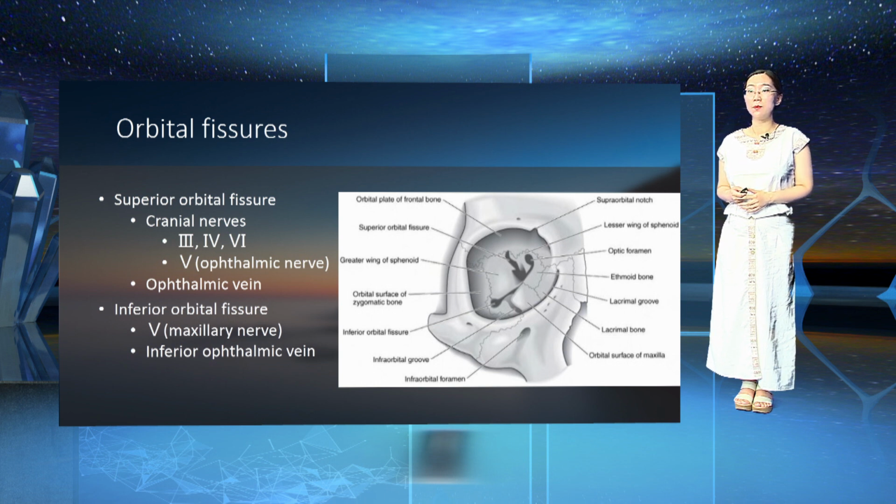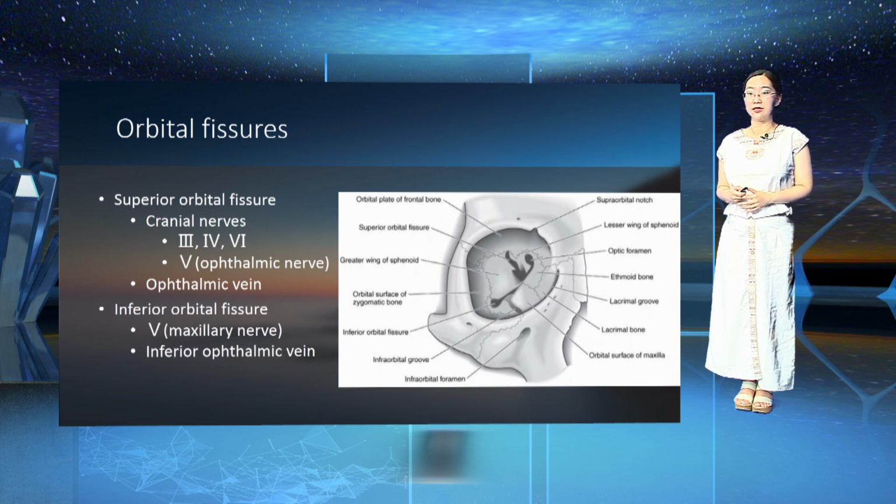The apex of the orbit is the entry portal for all nerves and vessels to the eye, and the site of origin of all extraocular muscles, except the inferior oblique. The superior orbital fissure lies between the body and the lesser wing of the sphenoid. The superior ophthalmic vein and the lacrimal, frontal, and trochlear nerves pass through the lateral portion of the fissure that lies outside the annulus of Zinn.